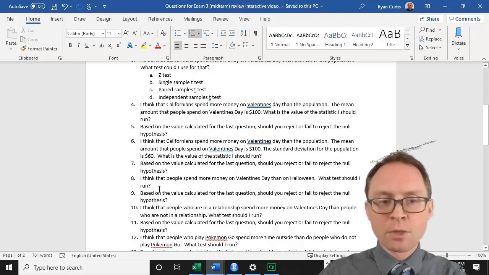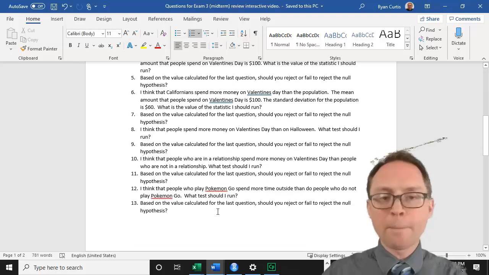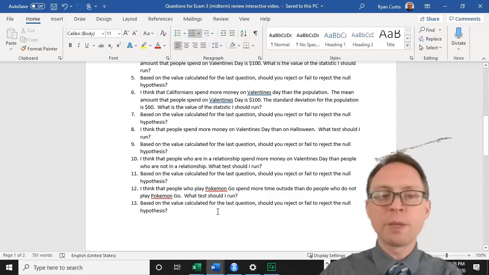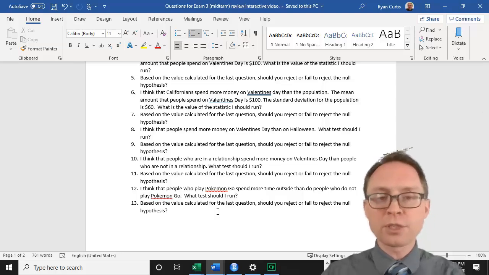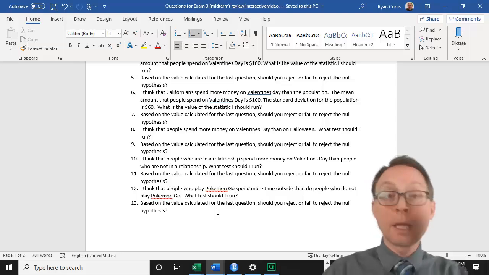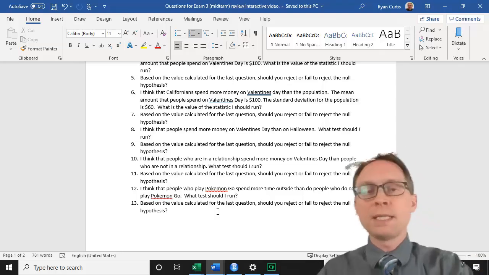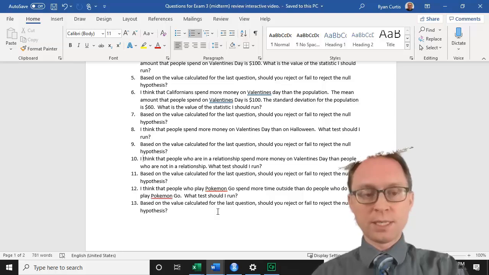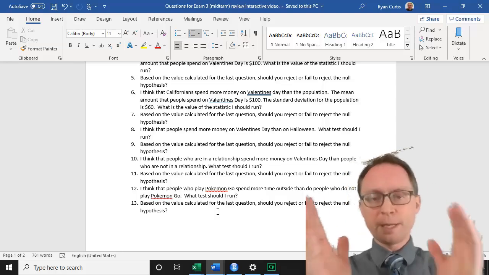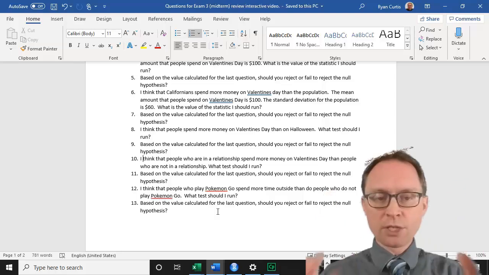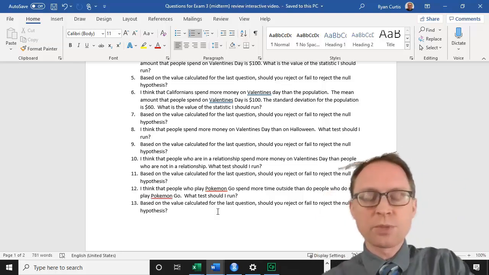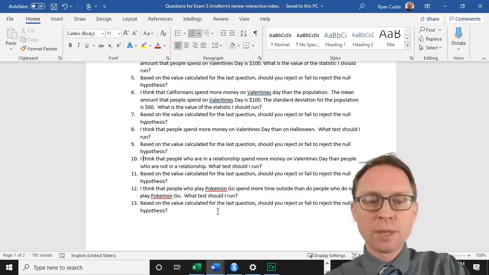Okay, so now we need to look at question 10. I think that people who are in a relationship spend more money on Valentine's Day than people who are not in a relationship. What test should I run? And the answer is you should run an independent samples t-test. Why? Because people who are in a relationship are independent, separate people from the ones who are not in a relationship. So I should run an independent samples t-test, and here's how I do it.